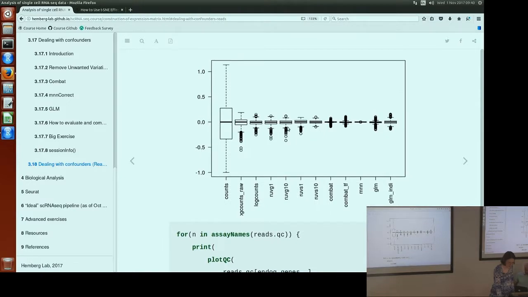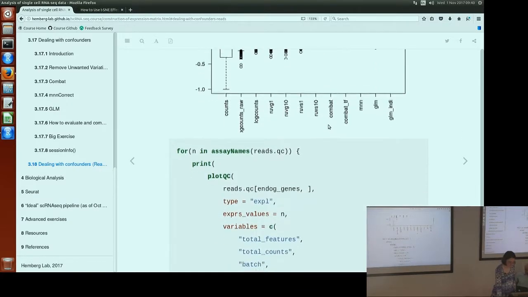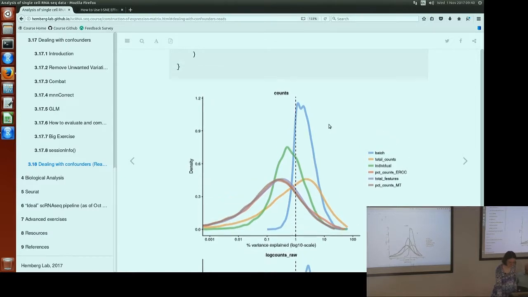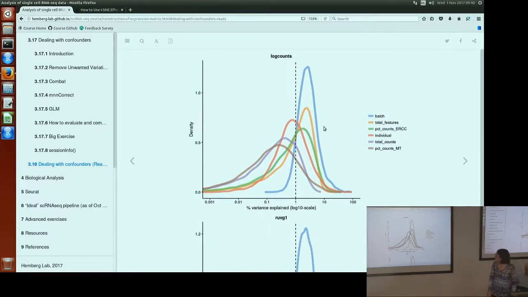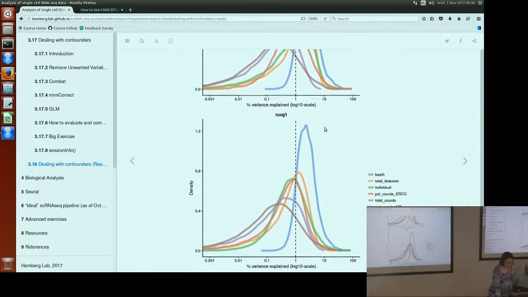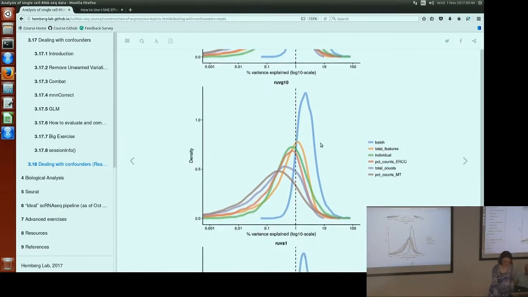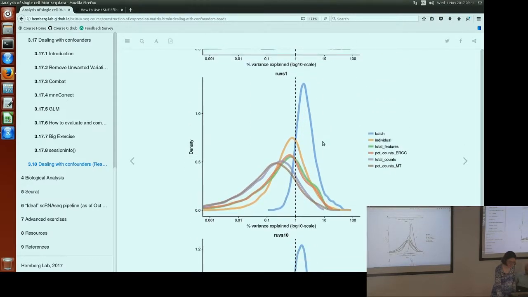And this still doesn't show a lot of improvement. So doing batch effect correction actually improves the RLE a little bit for the reads, which wasn't obvious for the UMIs. And then looking at these plots, we can see that once you do library size normalization, the variance explained by total features goes down, but not the batch effects. Here we can see RUVG does not affect the batch effects at all, but does reduce the signal from individual. So it's probably unhelpful in this case.